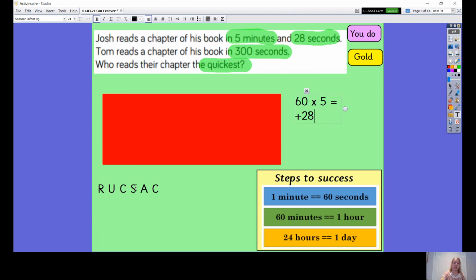Okay, and that will give me how many seconds it is, and I can tell then which one has done the most. So I'm going to leave you to pause in a second. I've helped you to read and understand the problem. I've helped you with what calculation you need to do. I'd like you to solve the calculation now. So I'd like you to do our 60 times 5, because there's 60 seconds in each of those 5 minutes. So we're doing 60 times 5 and then adding those extra 28 on. So I'd like you to solve the problem, answer the question, and check your answer for me. Okay, so can you pause here and have a try at that, please?